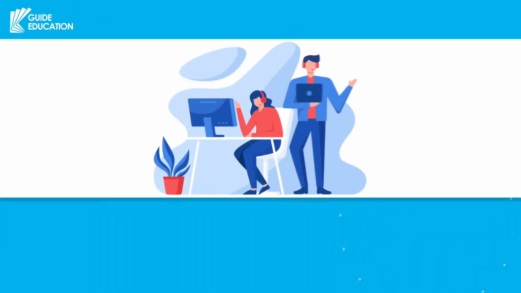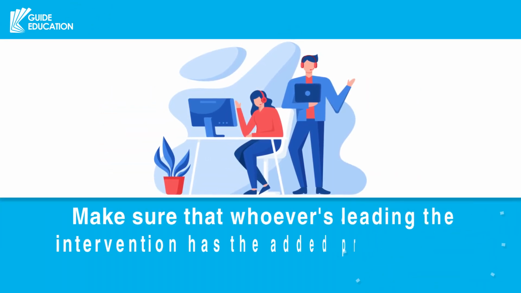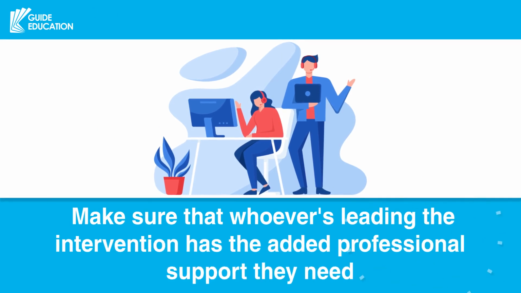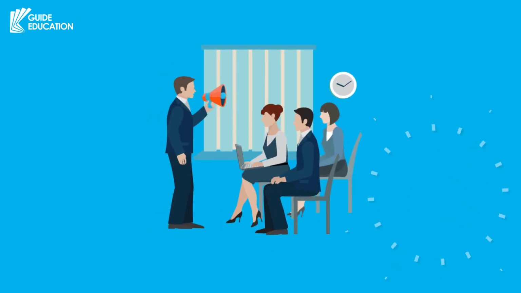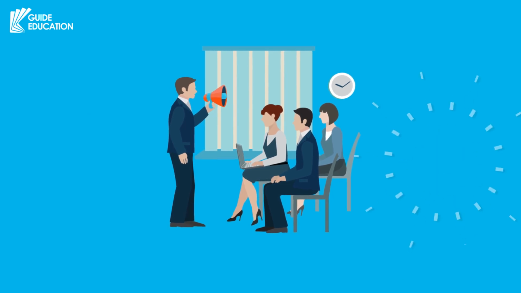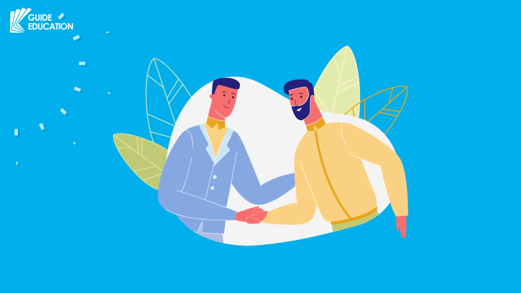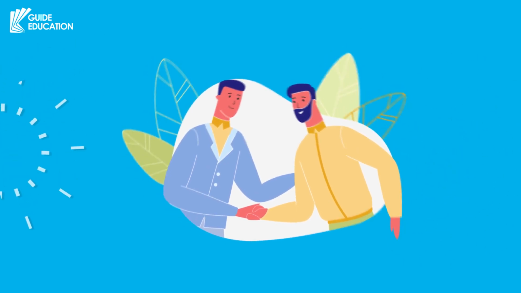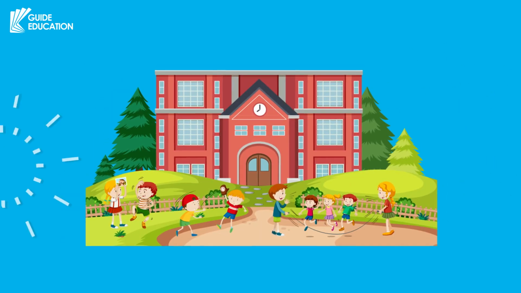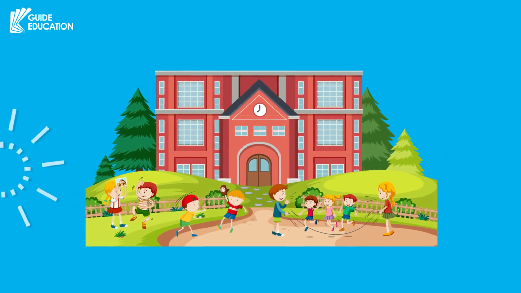Then, of course, in your planning, you need to make sure that whoever's leading the intervention has the added professional support they need. So they could be going on a training course. It could be having a professional conversation with you about what you think is important for leading this intervention, or perhaps another colleague who's led the intervention previously. Perhaps even going to a neighbouring school and seeing the intervention in practice.